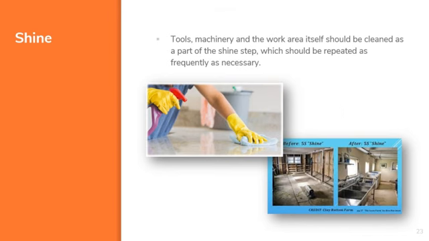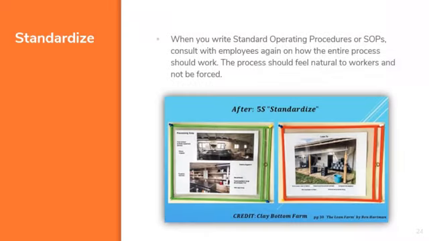And the last one is what we call, oh no, not the last one. We also have the next S, we have the standardize. So when you write standard operating procedures or SOP, consult with employees again. Okay. Standardization means you will have to come up with rules and in which everyone is informed. So there is a standard. Okay? So standardization or standardize.